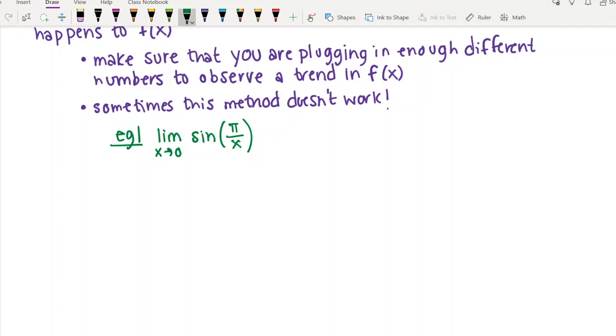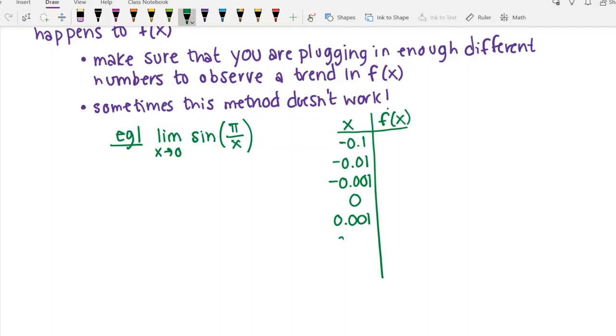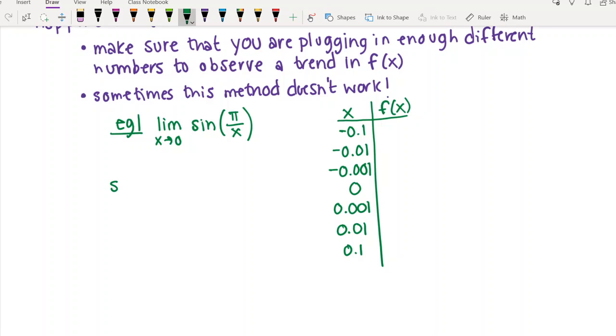So let's say that you tried to make a table and you filled out the table with the advice we had above. You made sure that you tried out plenty of different values and your values were getting closer and closer. So we could do like -0.1, -0.01, -0.001. Okay. So what would happen in this case, so let's say that, for example, you did the first one.